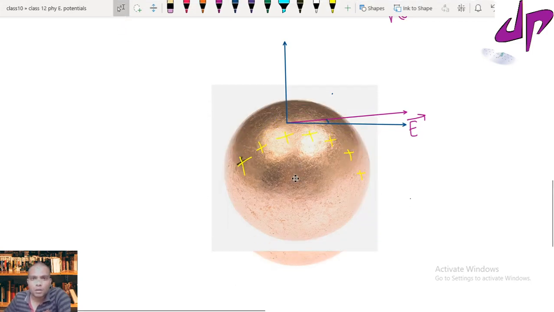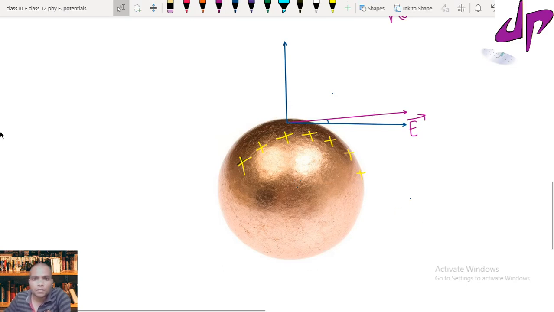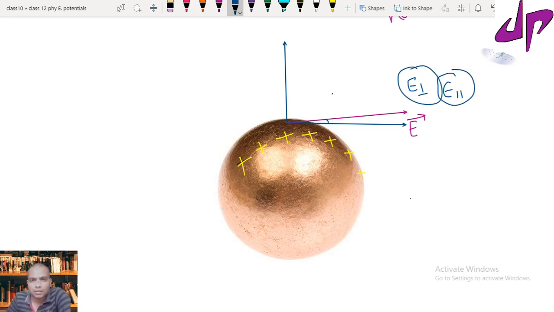Now the electric field has two components, one perpendicular and one parallel. If any of the components interacts with the excess charges on the conducting surface, that causes the movement of the charges.